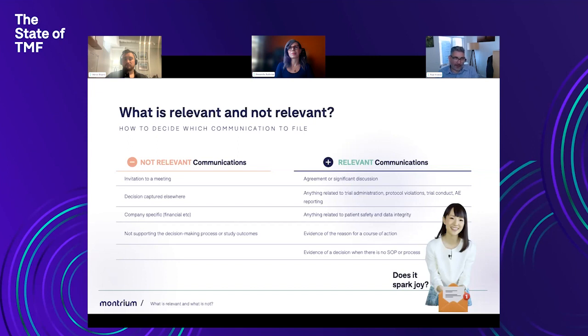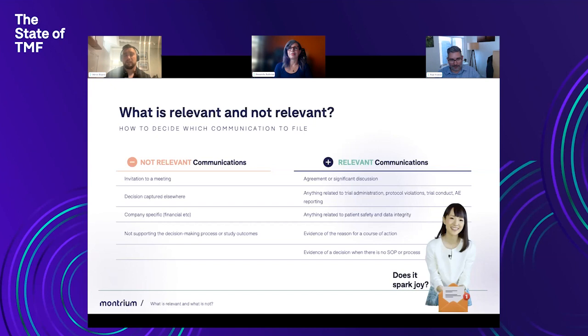And I think it's really important to try and minimize the amount of emails that go into the TMF, because there can be so many, and that can be a finding in itself, because it's just impossible to find information. So anything that's not supporting a decision-making process, or anything that doesn't really have an impact on study outcomes, really shouldn't be in the TMF. And it's a fine line. And it's something that requires a lot of training with teams to make sure that they understand what is relevant and what isn't.